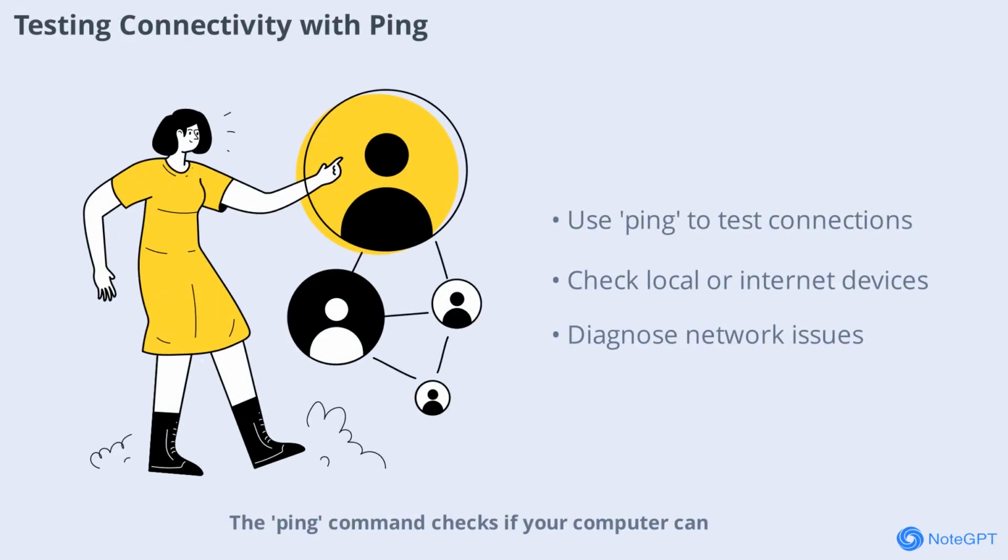The ping command checks if your computer can reach another device on the network or internet. For example, ping google.com sends test messages to Google's servers and reports the results. This helps you quickly identify if there's a connection problem.